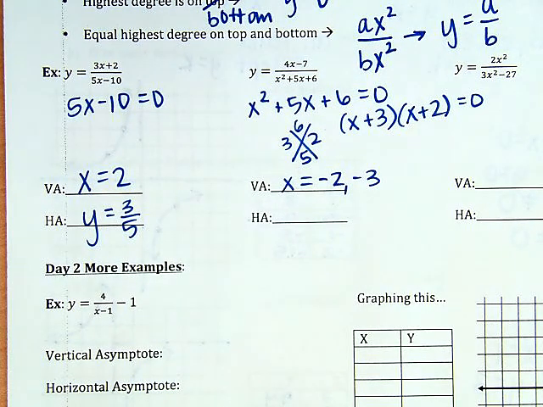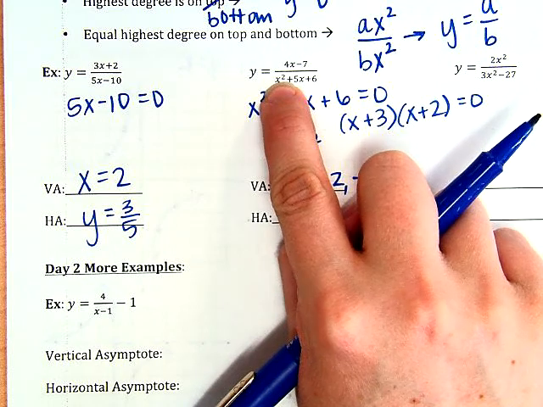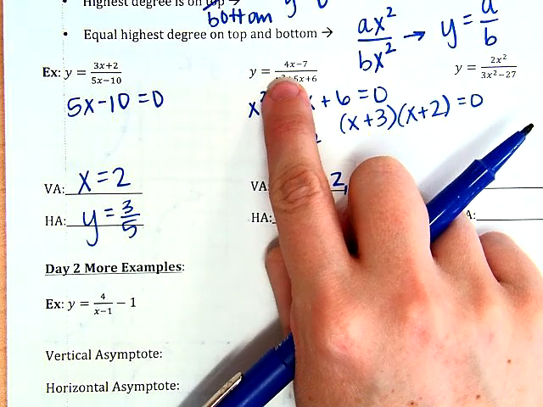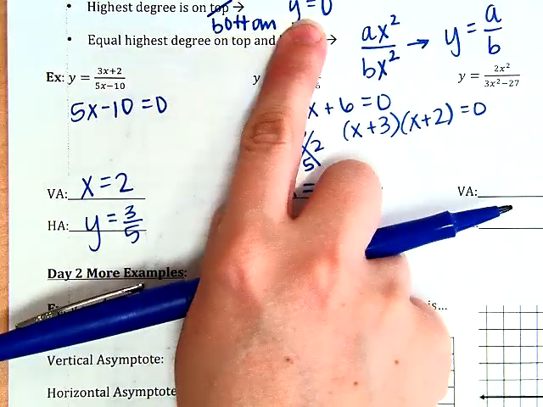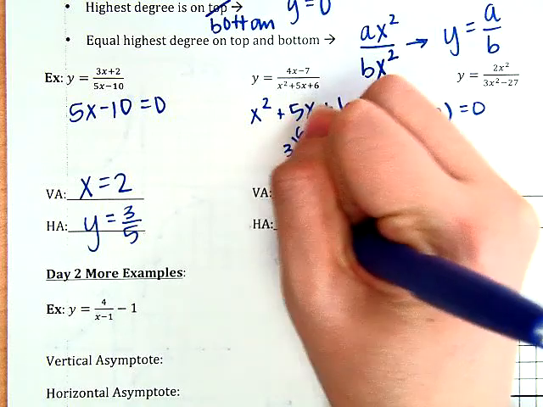Horizontal asymptotes, my highest degree is an x squared. There's no x squared on the top, so it's only on the bottom. What happens when it's on the bottom? It's y equals 0.